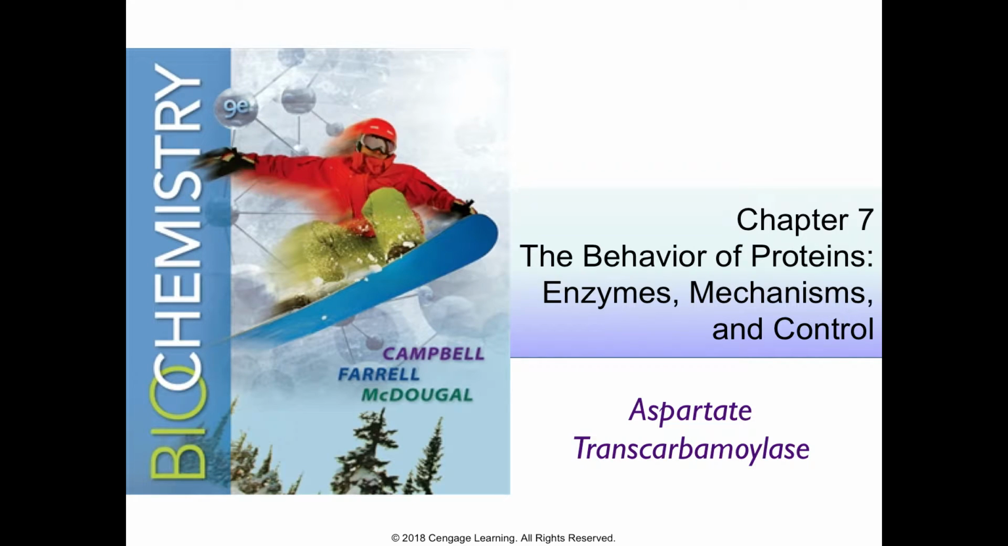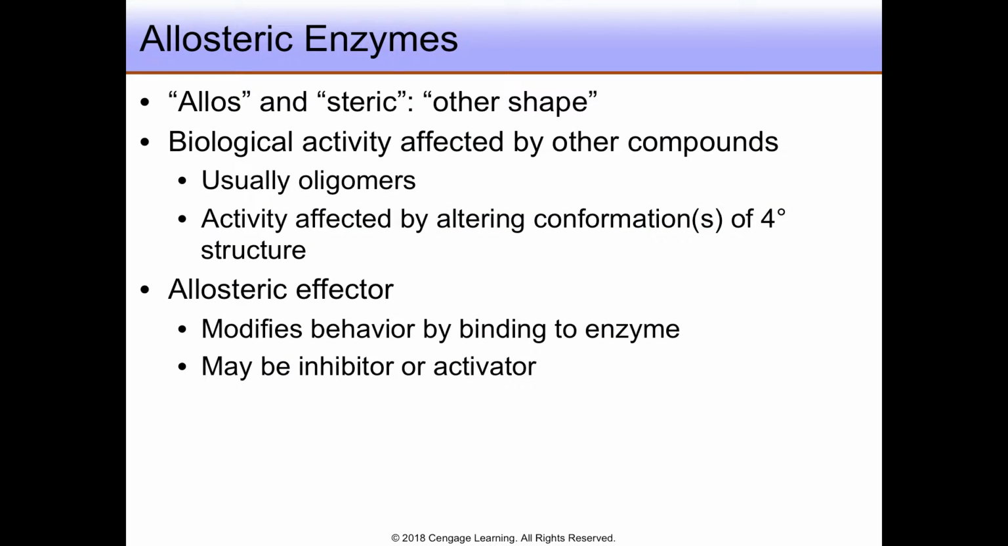We spent a bit of time reviewing principles of enzymes that obey Michaelis-Menten kinetics. We now want to turn our attention to allosteric enzymes and examine one example in greater detail. The term allosteric literally means other shape and indicates a case where a protein may adopt more than one shape. Allosteric enzymes are usually multi-subunit complexes and are influenced by other compounds.